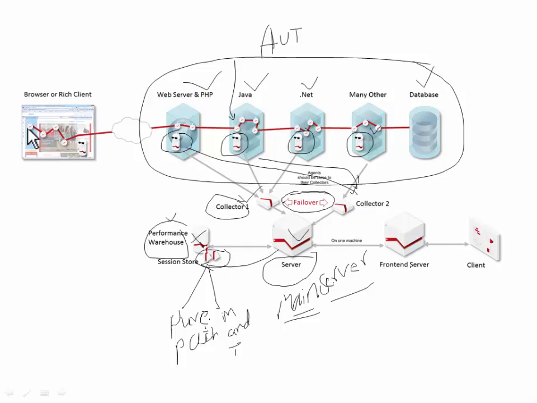Now the next server is the front end server. This is your client from where you will be accessing the data. As a Dynatrace end user, you would be opening the client, and from the client you will be able to see all the data which is collected from the collectors and processed by the server.